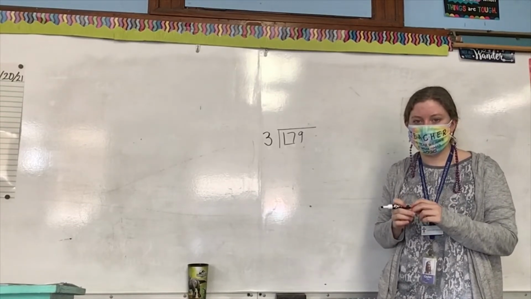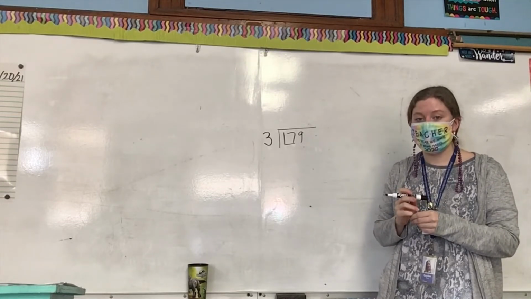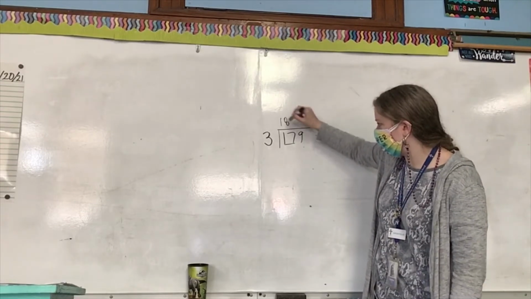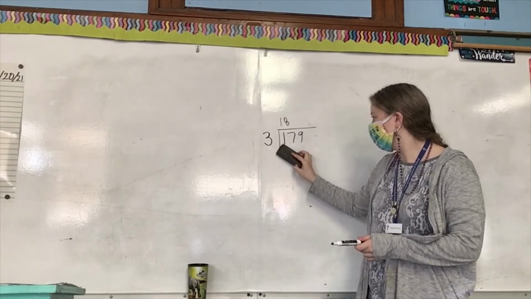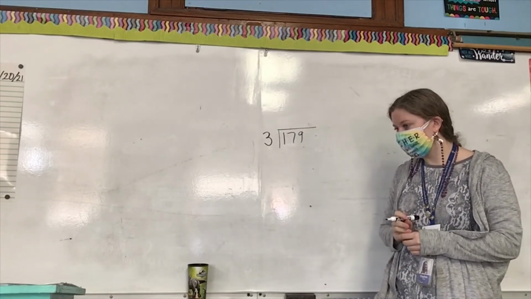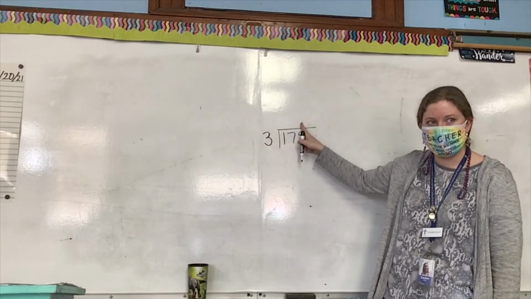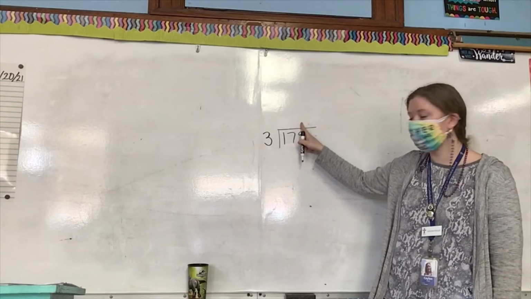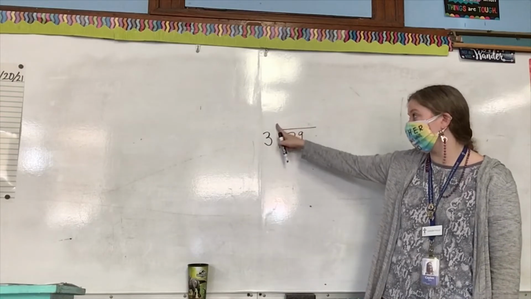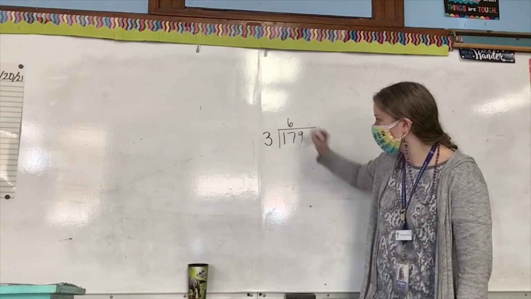We know it can't go into 17, but we know a number that is close to 17, which is 18. Okay, so do I put 18 up top? No, we're gonna put 6 down. Okay, where am I going to put 6? Above the hundreds place, the tens place, or the ones place? We're gonna put it above the 7 in the dividend. The tens place. Okay.